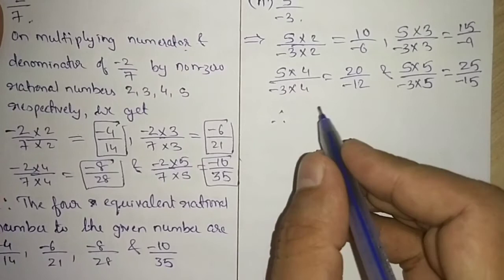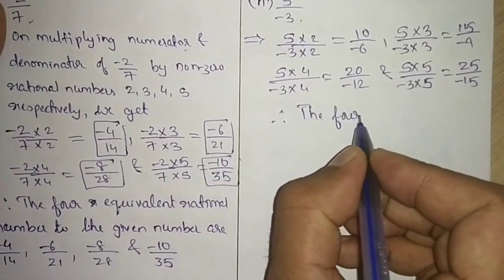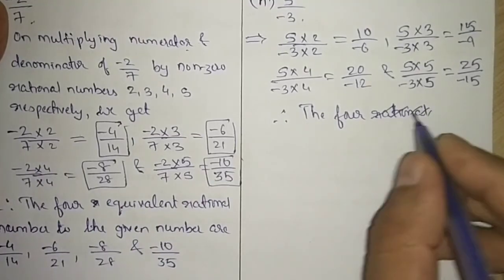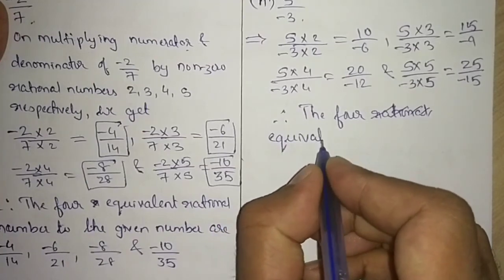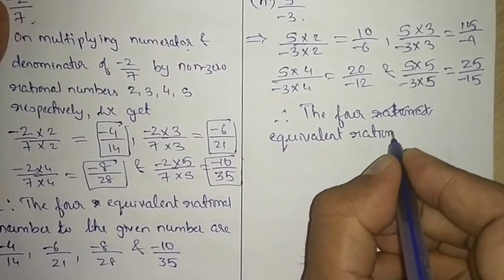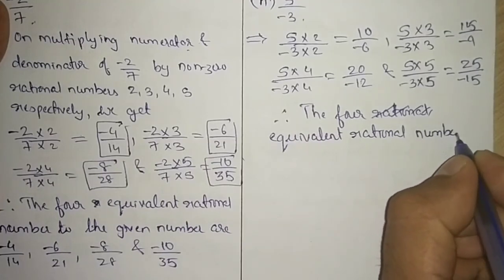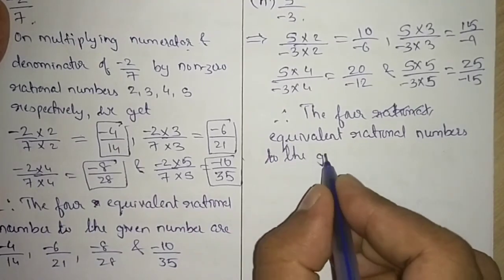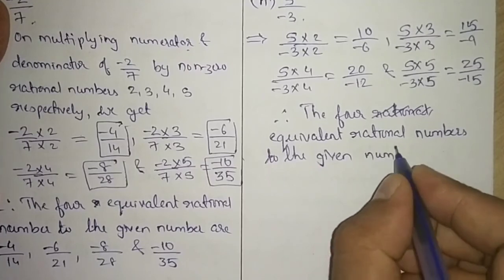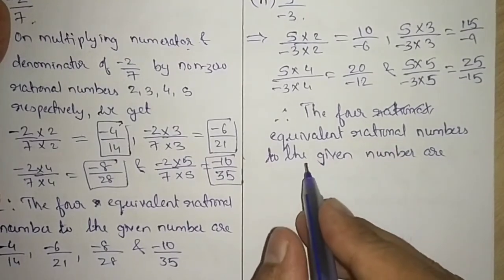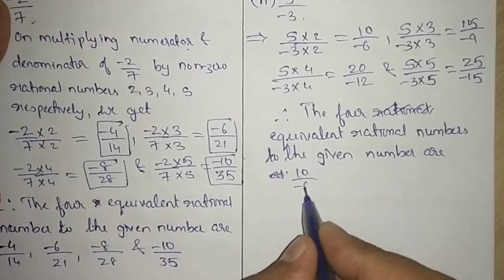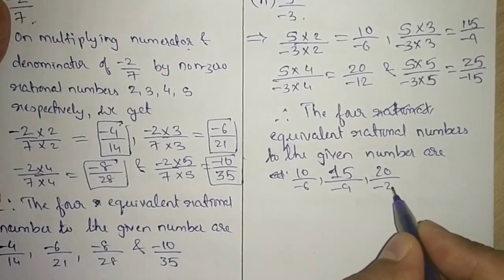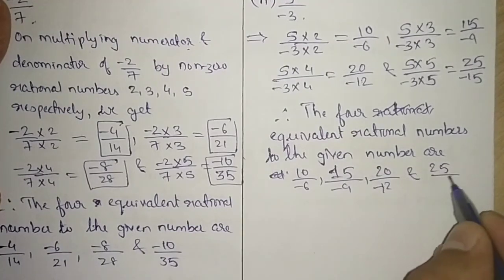Again we will write the same line which we have written. The 4 equivalent rational numbers to the given number are 10 by minus 6, 15 by minus 9, 20 by minus 12, and 25 by minus 15.